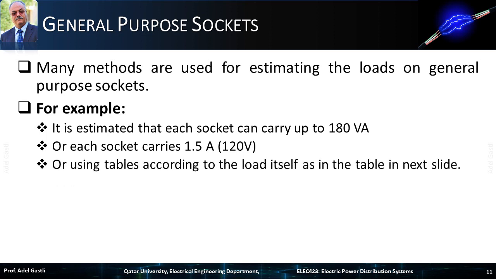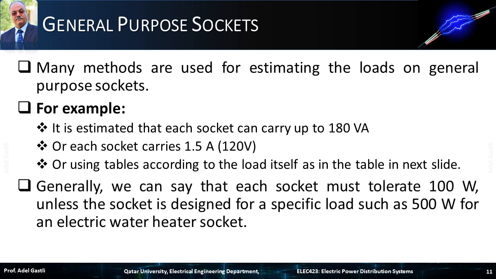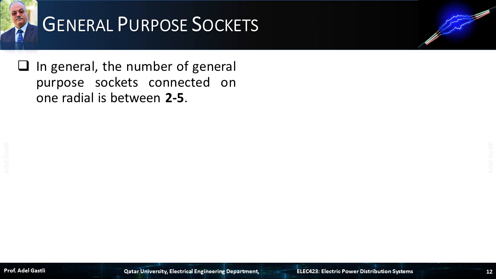Or, using tables of values according to the load itself, as in the table that we will see in the next slide. Generally, we can say that each socket must tolerate 100 watts, unless the socket is designed for a specific load, such as 500 watts for an electric water heater socket. In general, the number of general-purpose sockets connected on one radial is between 2 to 5.